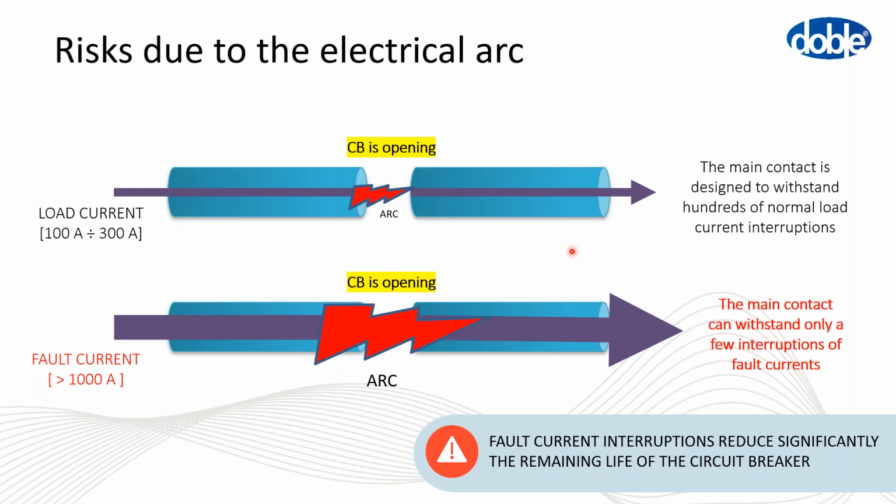You can see here that in a normal situation, the load current that must be interrupted is usually about 100 or 300 amps. So the arc that is formed in this condition is not so dangerous. In fact, the main contact is designed to withstand hundreds of interruptions, so you can open and close hundreds of times in nominal situation. The problem is when we have a fault. In that case, the fault current is much higher than the nominal one. So in this case, the main contact can withstand only a few interruptions of this fault current, and after each opening in this situation, the CB gets damaged and must be checked. So we can see later how to do it.